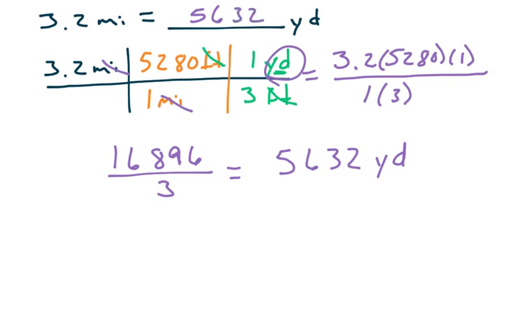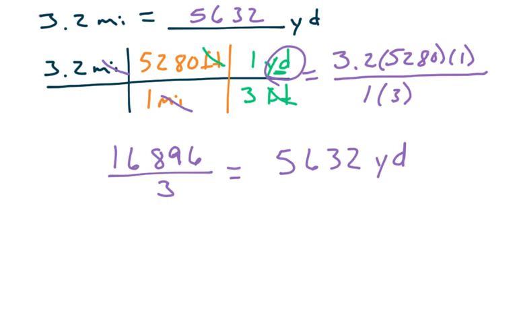5,632 yards. Now 3.2 miles, that's what's equivalent in a 5K. It's approximately 3.2. Actually, I think it's 3.1, but close enough. So that's like a 5-kilometer walk or run that you have, going 5,632 yards.